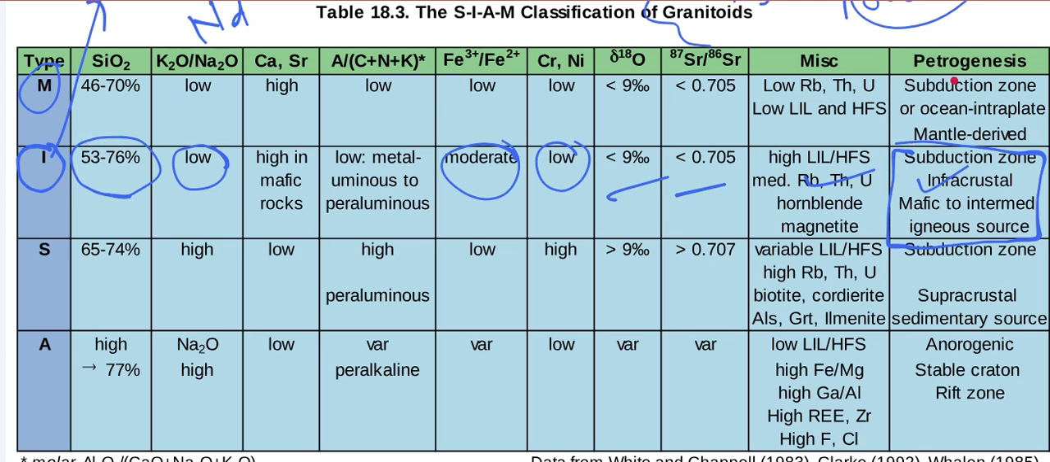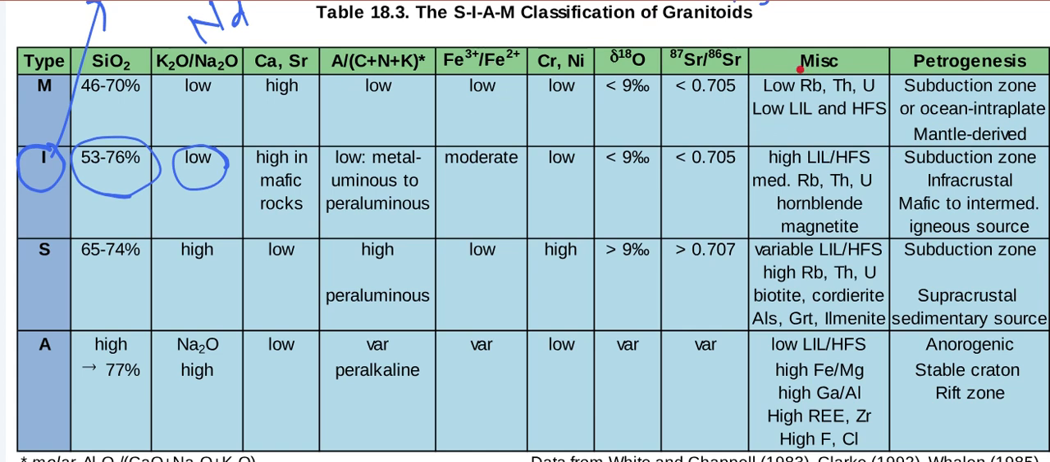M type is also mantle derived and in a subduction zone, but the difference is that I type is included in the continental zone, the continental area, intermediate subduction zone infracrustal. And M type is relatively in the oceanic lithosphere, related to the oceanic lithosphere. So that is the basic difference. Otherwise, almost all the things are same.